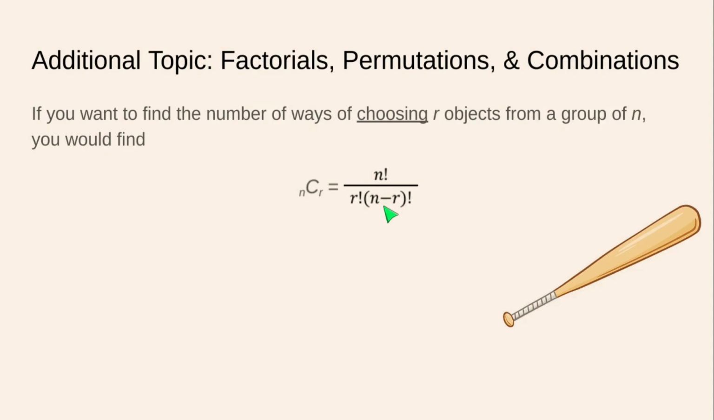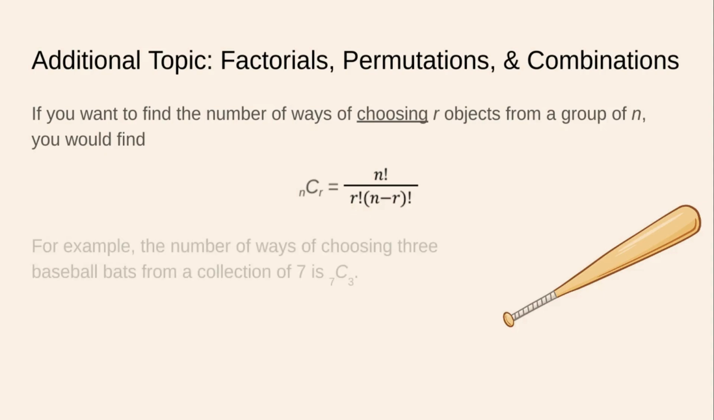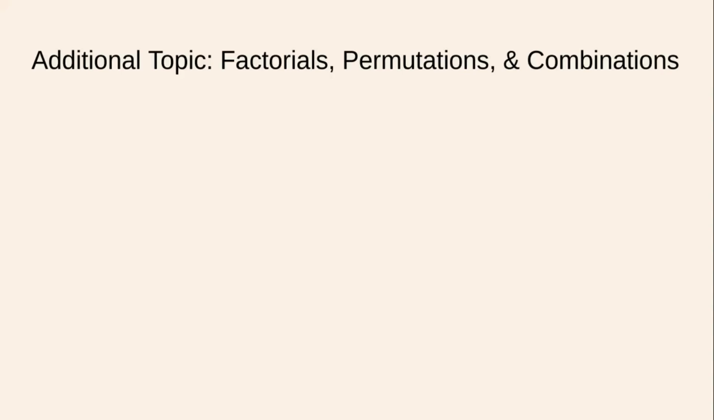So we want to unorder what we don't care about, obviously, and then we want to unorder what we do care about as well. We do all of that with division, the inverse of multiplication. So, for example, the number of ways of choosing 3 baseball bats from a collection of 7 is 7 choose 3. The order in which I choose those bats does not matter, so I would use combination. So let's do some practice problems, shall we?